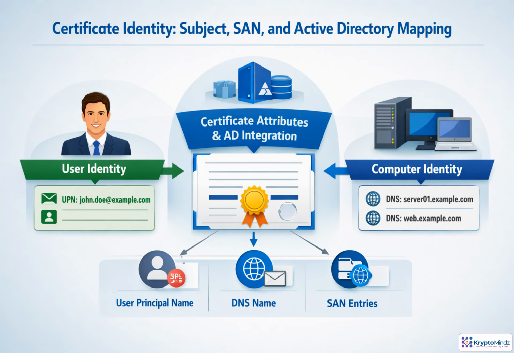Certificate identity is really about how the PKI represents a user or computer stored in Active Directory. The template decides which AD attributes flow into the subject and SAN fields. For users, that's often the UPN, so certificate-based authentication can be tied back to their AD account. For computers, it's usually one or more DNS names, so clients can validate they're talking to the correct server or device.